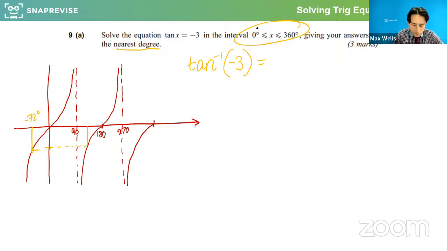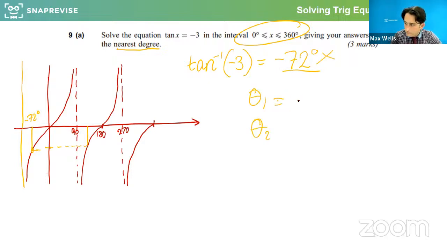Now, what's cool about the tan graph is it repeats every 180 degrees. So what we can do is just add 180 to that. Or in other words, think of it as 72 back from 180. Okay, so we can find that one. So we're going to get -72, which is kind of out of range. And then the next values would be 108 and 288. So what's nice about the behavior of the tan graph is you can just keep adding 180 on.